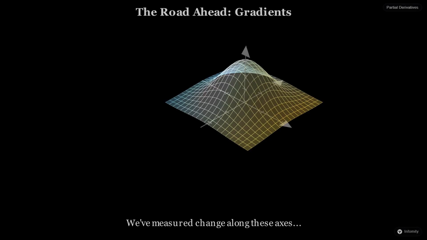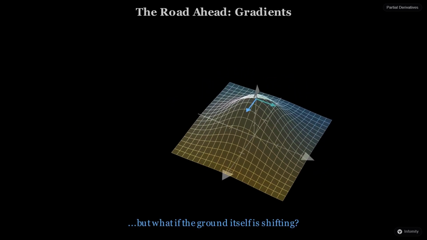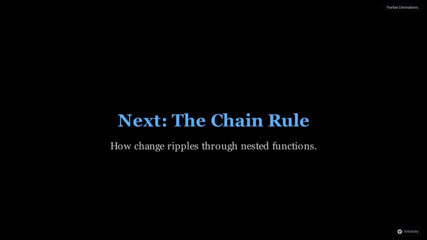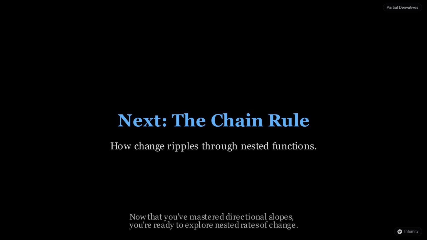We have learned how to measure the slope if we are forced to walk east or north. But what if the coordinates themselves are shifting, or the ground is moving beneath our feet? That requires us to track how change flows through a sequence of steps, connecting many layers of functions. In our next video, we will master the chain rule, the engine that lets us calculate deep, nested rates of change in complex systems.